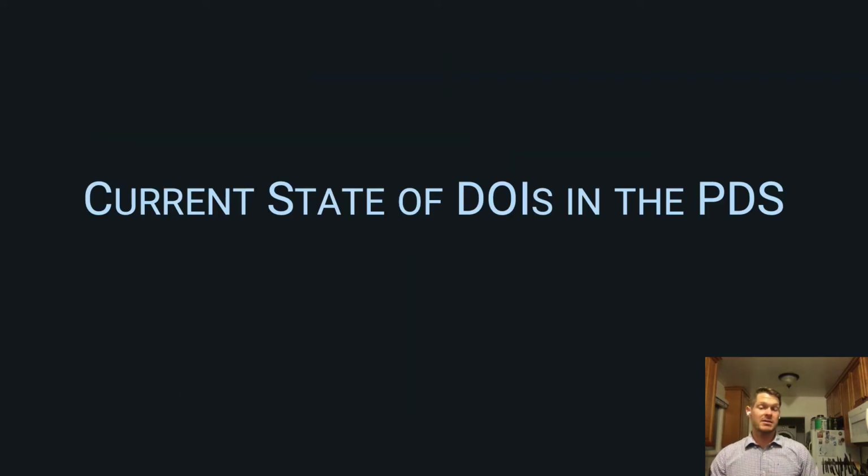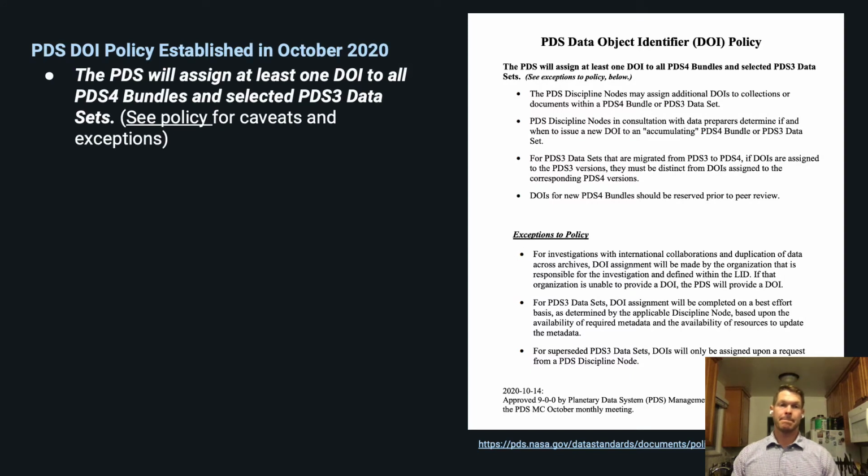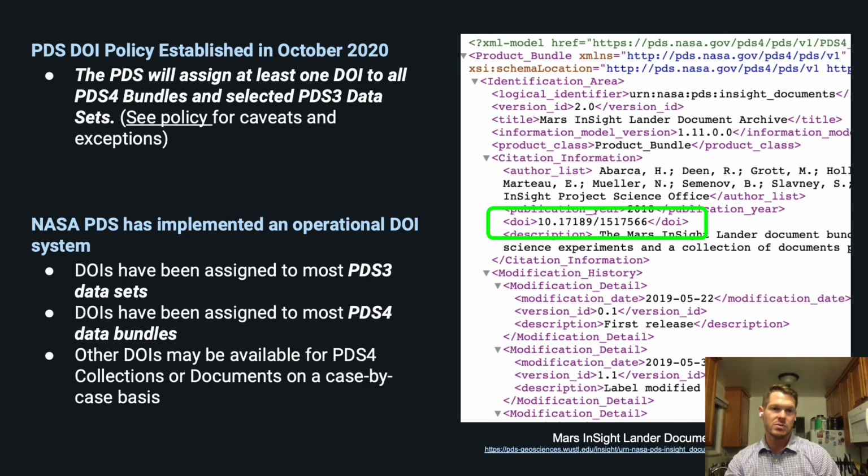So, the current state of DOIs in the PDS. As of October of last year, the PDS had established a DOI policy where we will assign at least one DOI to all PDS4 bundles and selected PDS3 datasets. The policy has some caveats, but that's the high level idea. PDS4 bundles and PDS3 datasets are the interchangeable nomenclature. There are some collections that receive DOIs, and some documents that receive DOIs. There's definitely some nuances there, and we'll work more towards that as well.